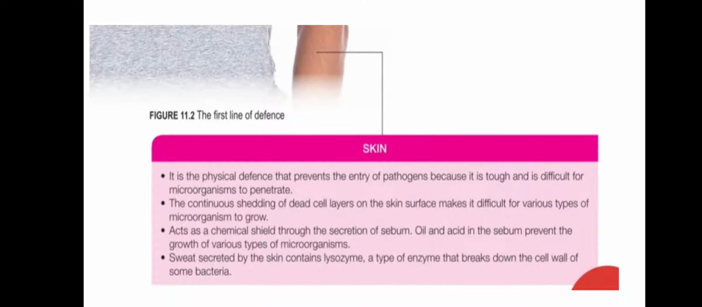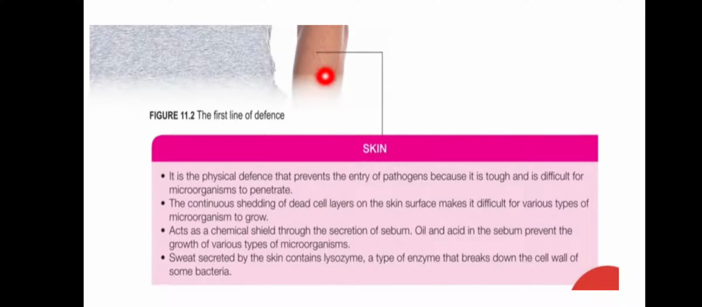Kemudian skin. Ini lagi skin. This is physical barrier ataupun physical defense, prevent the entry of pathogen because our skin is tough and it's difficult for microorganism to penetrate through it. Okay. Lagi satu, our skin continuous shedding of our skin dead cell.